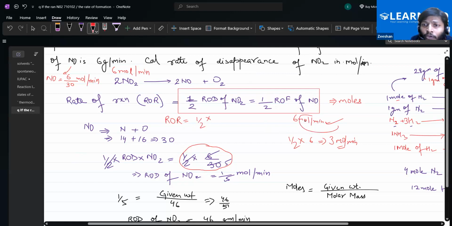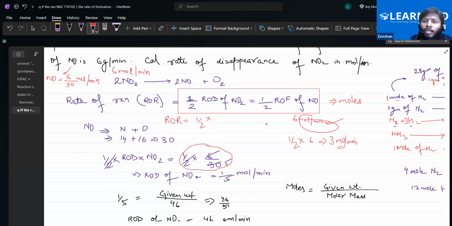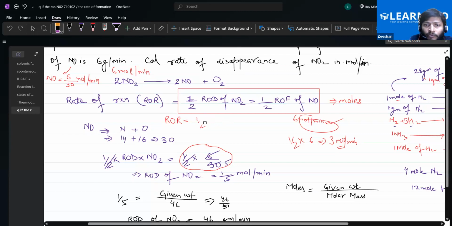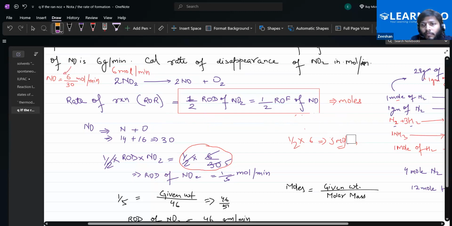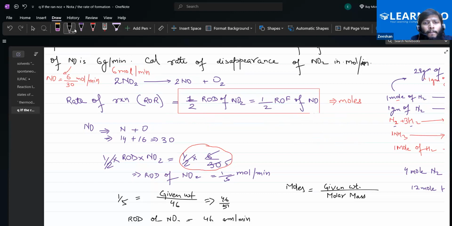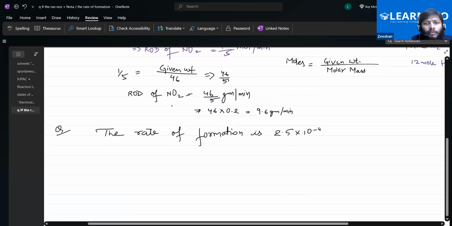Actually, one time you are using mole per minute and another time you are using gram per minute. That is why you are getting confused. Don't worry, when we do the next question, everything will be sorted out. Because we are using 2 units, that's why you are getting confused.